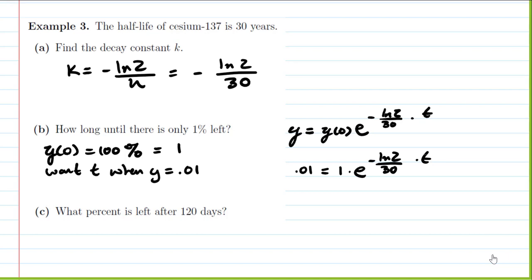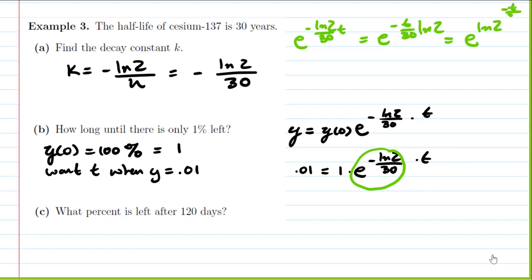So we need to solve 0.01 equals 1 times e to the negative natural logarithm of 2 over 30 times t. So once again, it's worth noting, if we simplify this using some of our log properties, this is the same as e to the negative t over 30 times ln 2, which is e to the ln 2 raised to the negative t over 30. Something very interesting happens. Once again, those reduce out. And what are we left with? 2 raised to the negative t over 30, right?